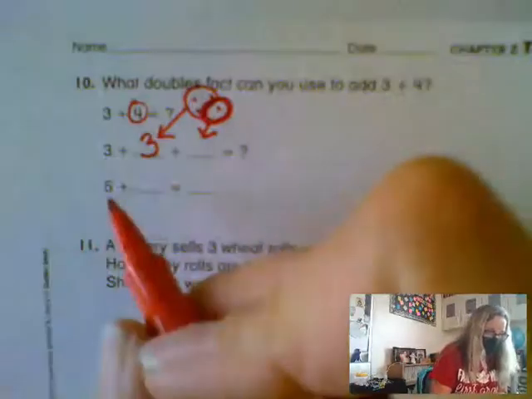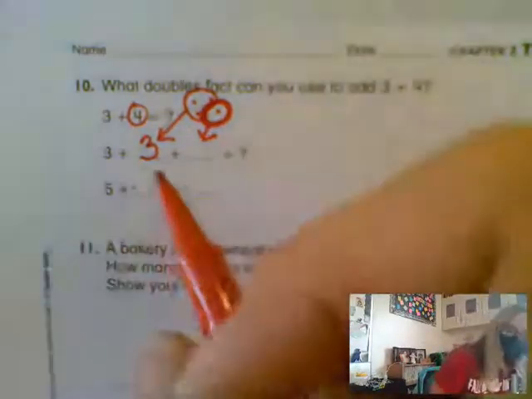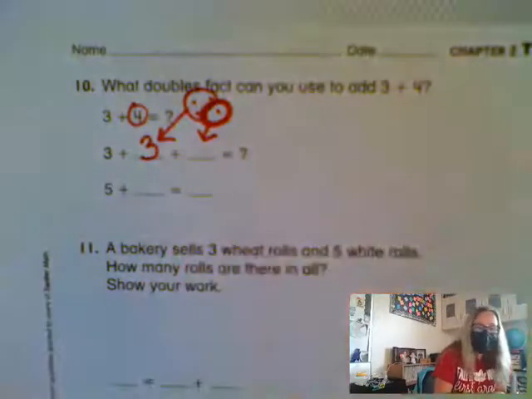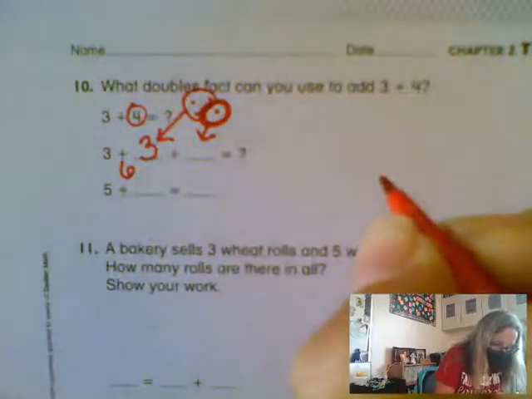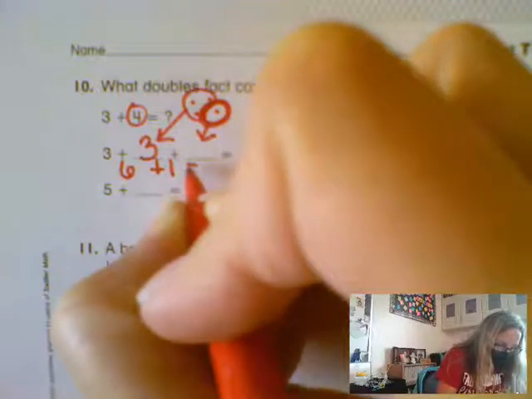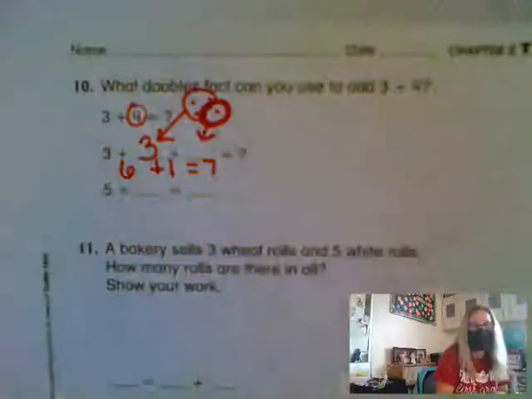Oh, now see what they did? They did a different doubles, but that's okay. I'll work you through this one, and then we'll do it the way they want us to do it. So now, 3 plus 3 would be 6. 6 plus 1 would be 7.